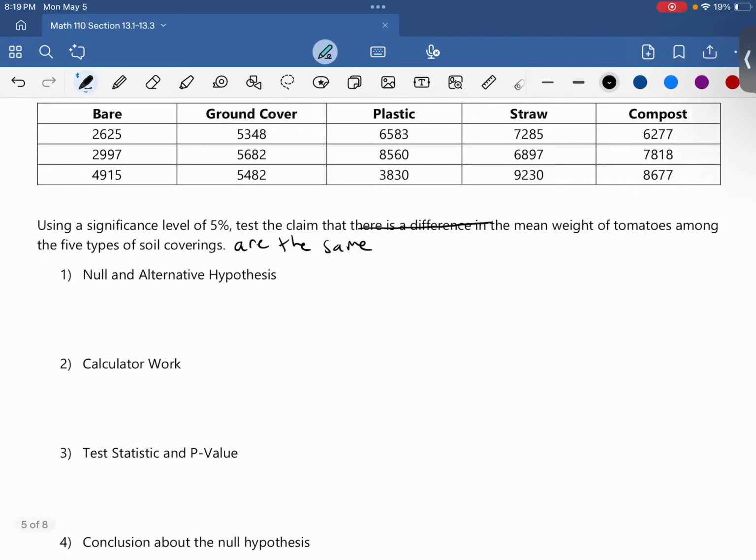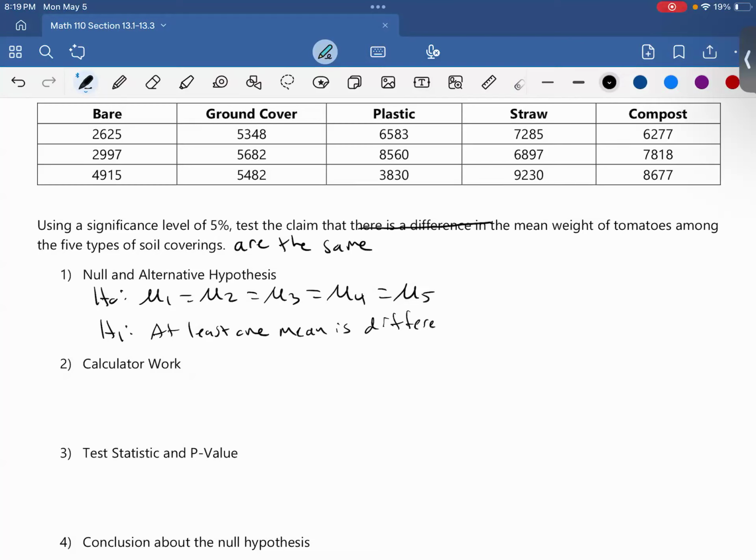So for our null hypothesis, we have five different categories. So it's going to be mean one equals mean two equals mean three equals mean four equals mean five. Okay, an alternative hypothesis is always at least one mean is different from the others.